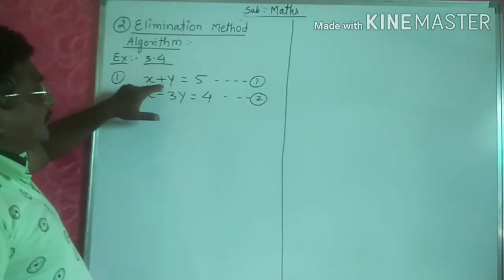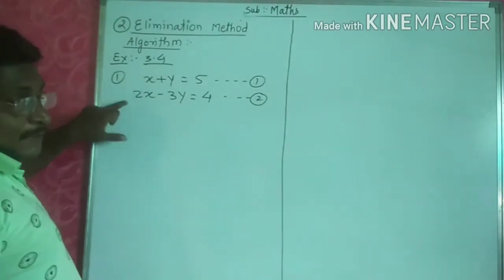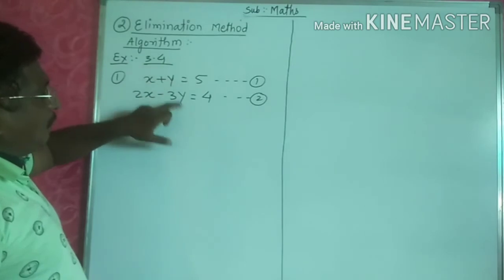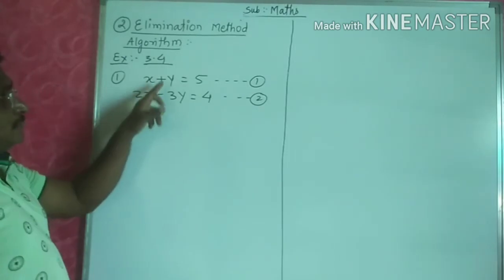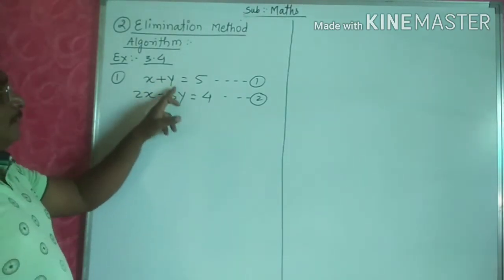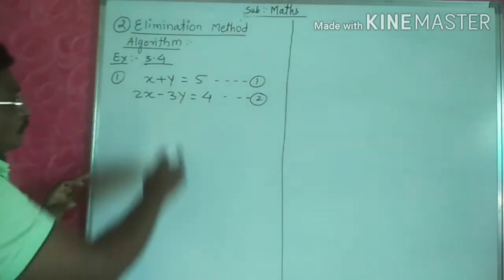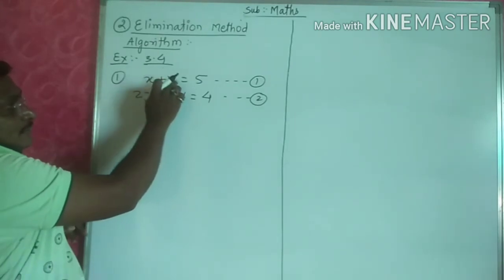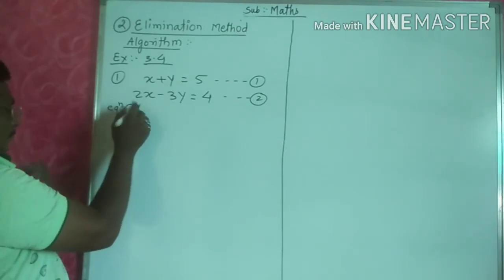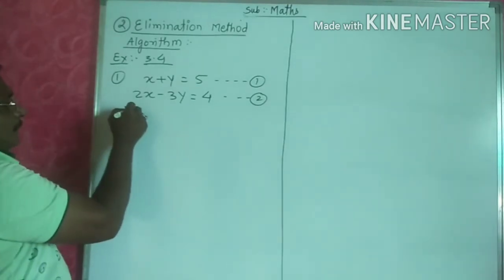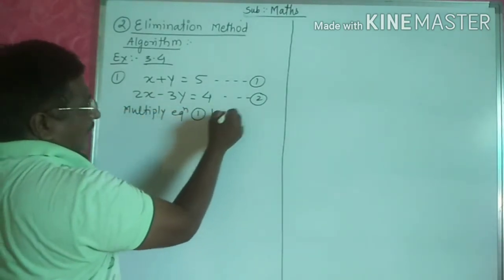Which variable has opposite signs? Here x has the same sign, plus plus. But the variable y has plus and minus, opposite signs. So wherever the opposite sign is there, we have to make that variable's coefficient equal. Here 3 is there, here 1 is there. So multiply equation 1 by 3.